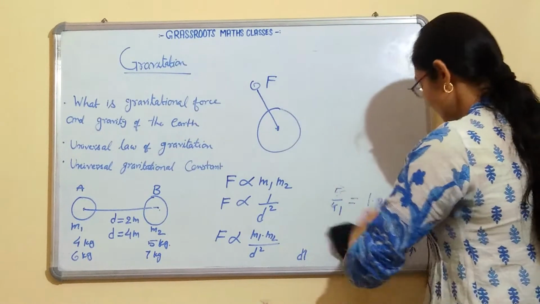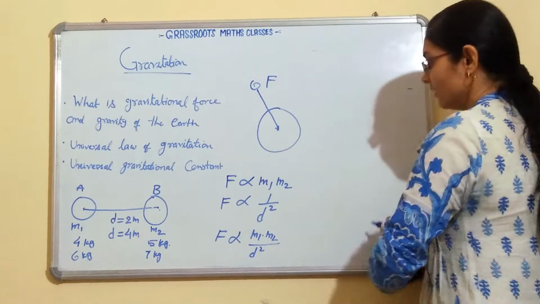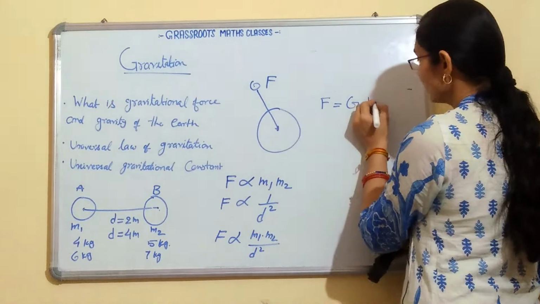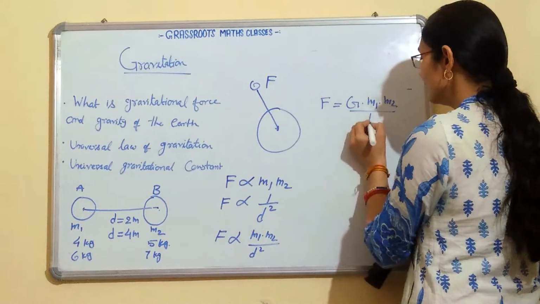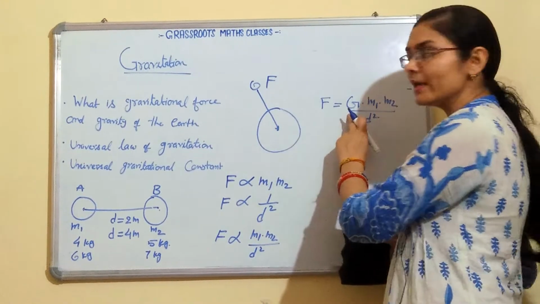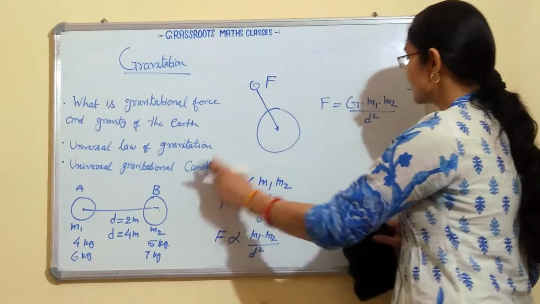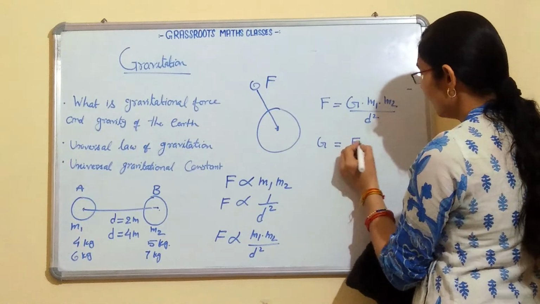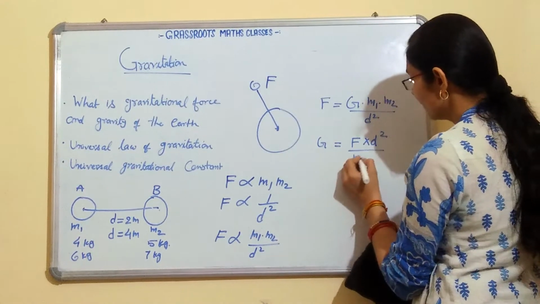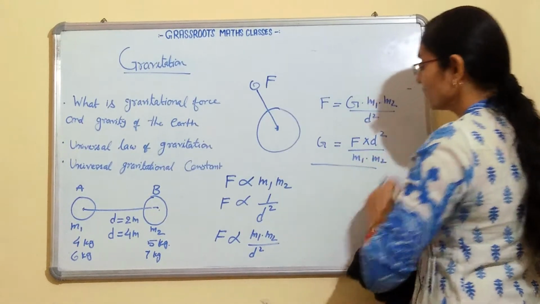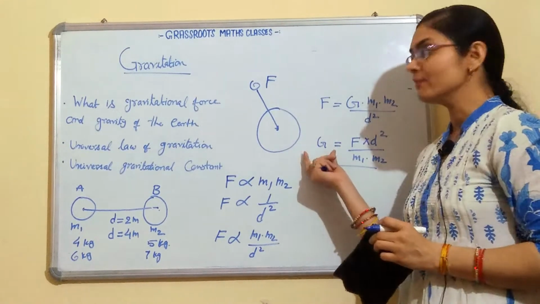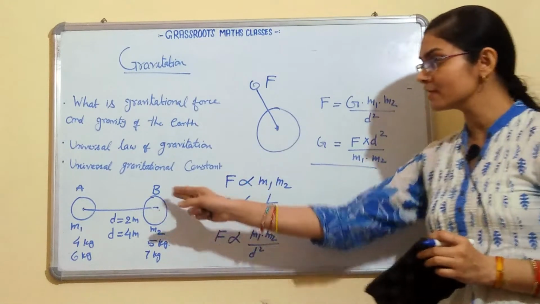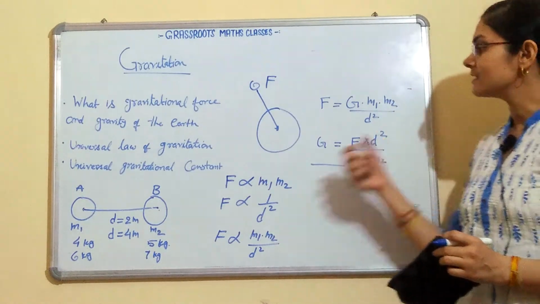Now we choose a proportionality constant and put here. So we will write F is equal to G into m1 into m2 upon d square, where G is known as universal gravitational constant, or by rearranging this equation we will write G is equal to F into d square upon m1 into m2. Here the value of G, that means value of universal gravitational constant, does not depend on the medium between these two objects and their masses or the distance between them.